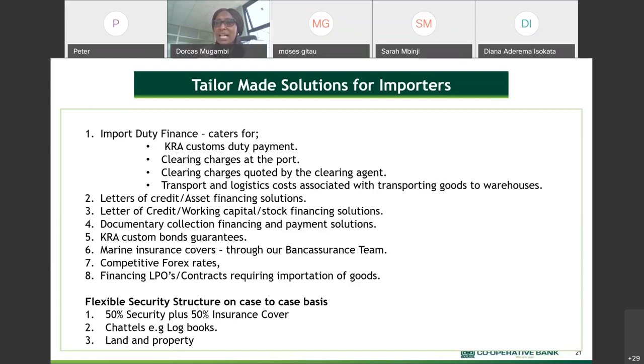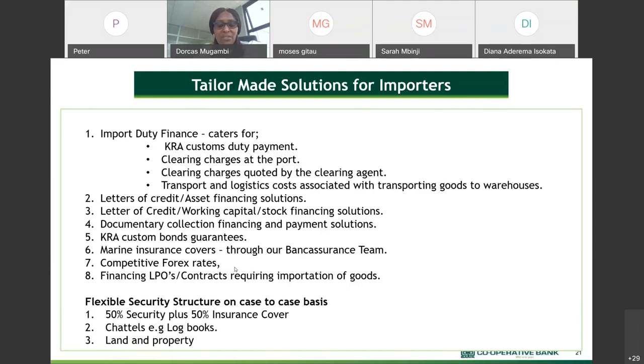We give KRA customs bonds, which are normally valid for between 1 year to 3 years. And again, this is a discussion that we can take up with individuals, because some of them will require certain structuring. Flexibility in our securities, yes, I said, it is there.